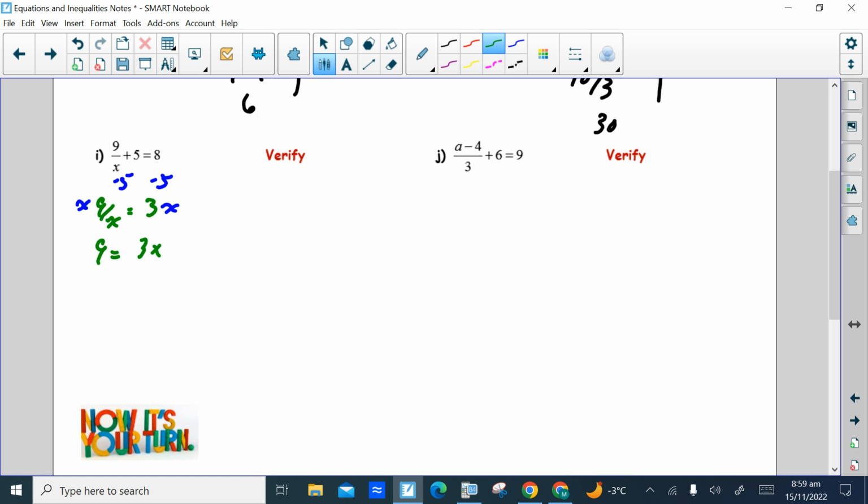Are we done, Charlie? What else do we have to do? Yes, we still don't have x by itself. The opposite of multiplying by 3 is dividing by 3. On the right side, 3 divided by 3 is 1, so you'll get 1x or just x. And on the left side, 9 divided by 3 is 3.